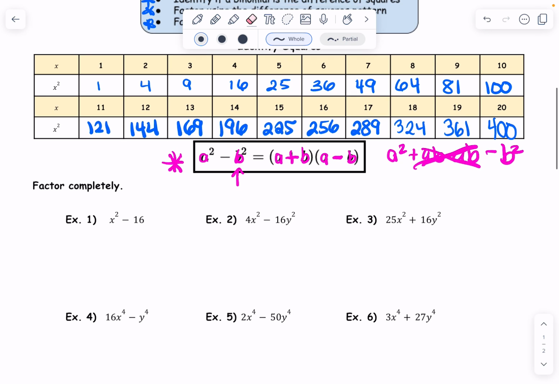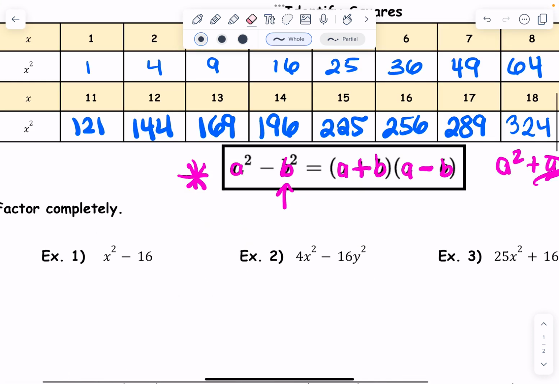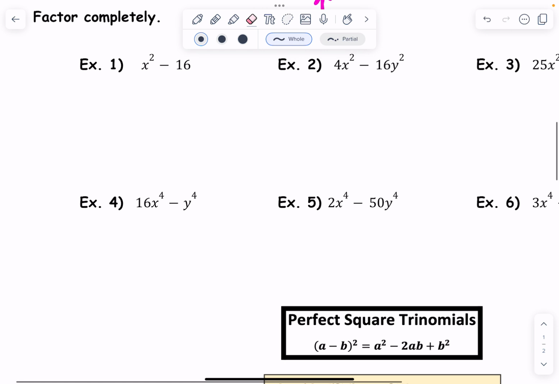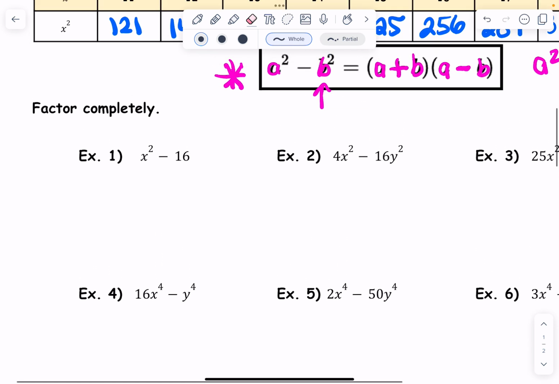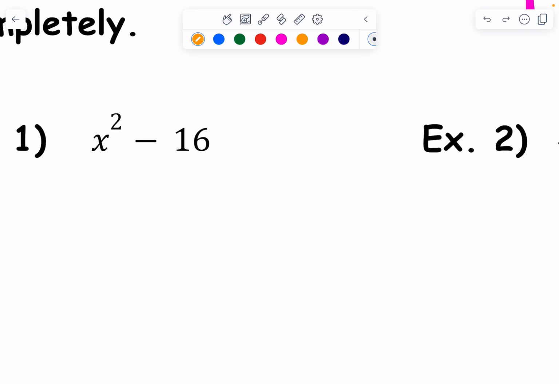Okay, so first, of course, we always look for greatest common factor. So the first thing we want to do is see if there's anything in common. Well, there's no value here, and there's no variable in the other one. So since there's no value here and there's no variable in the other one, there's nothing in common, okay?